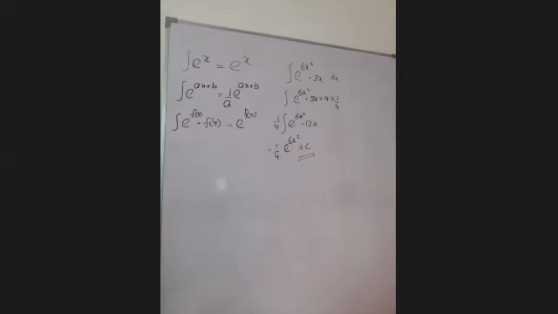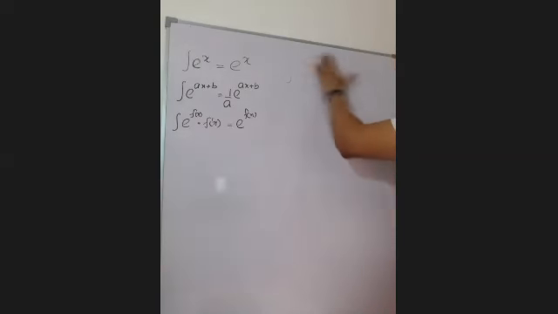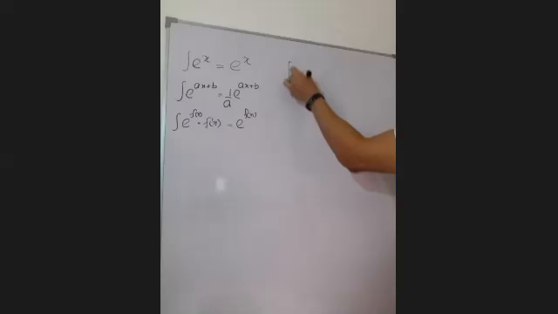Right. Let's go ahead with another example. E to the power 5x squared plus 4x, times 5x plus 2. Now see what the differentiation of 5x squared plus 4x is. That is 10x plus 4. But here the value is how much?